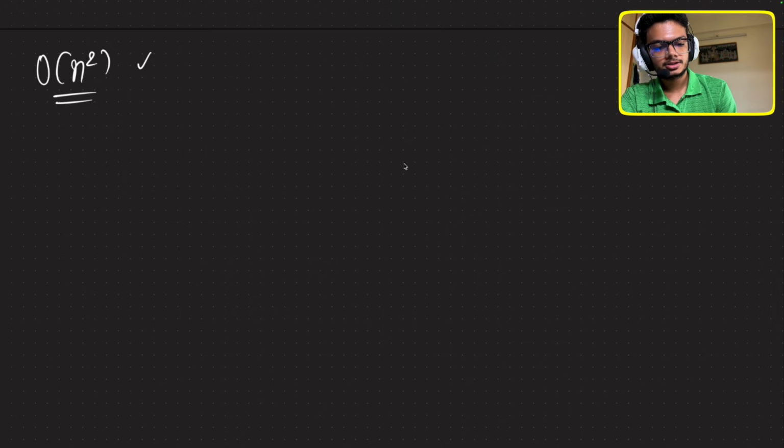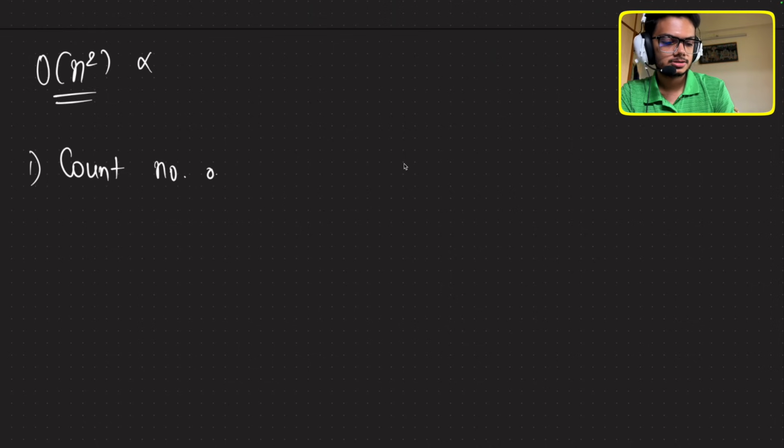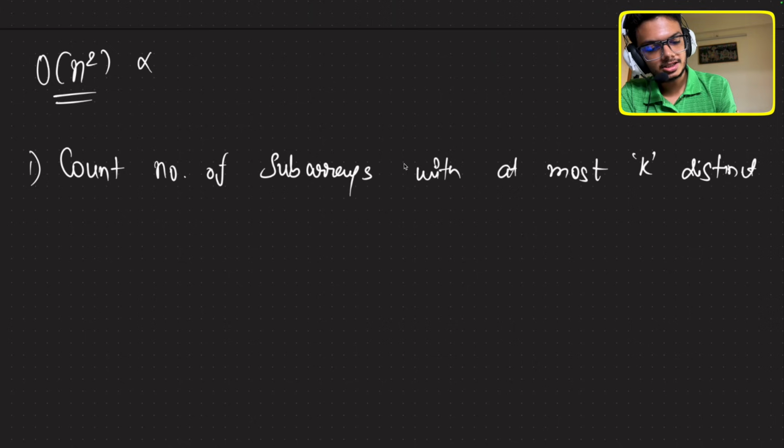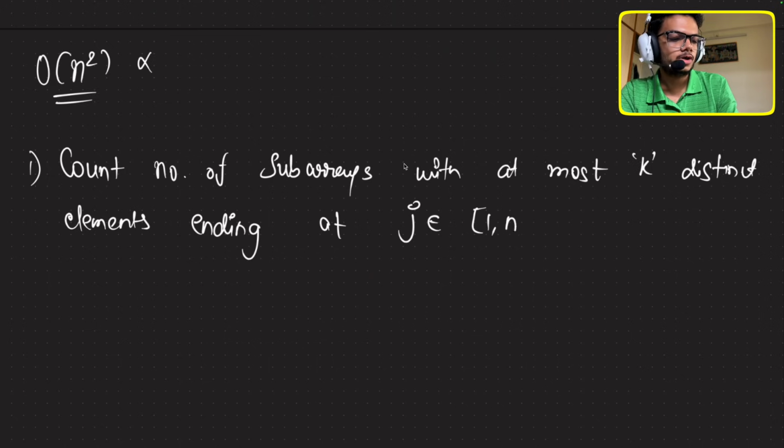So brute force is not going to work, but if brute force is not going to work, then let's think if we can find the contribution of every possible index optimally, right? Because that's the recurring theme for subarray based questions. So what I'm saying is, can we count the number of subarrays with at most k distinct elements ending at j belongs to 1 to n in optimal time.